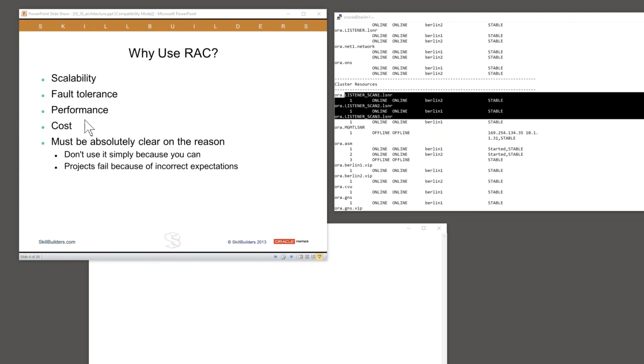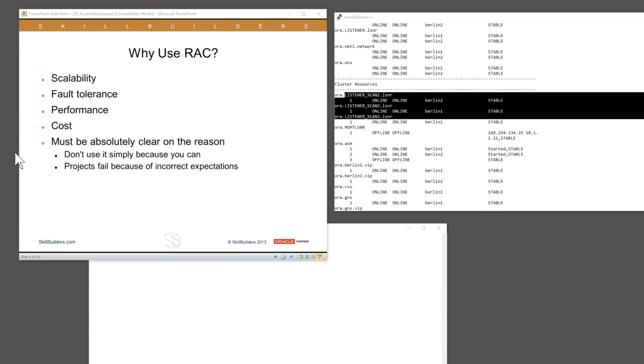So to conclude this discussion, before you even think of walking up to your first server, you must be absolutely clear on why you're using RAC. I've worked on RAC implementations that were disastrous, and they weren't disastrous because I was working on them. They were disastrous because the expectations were set incorrectly.